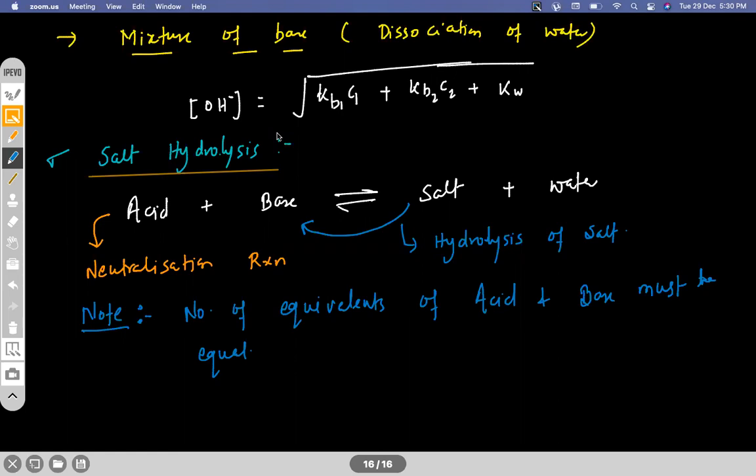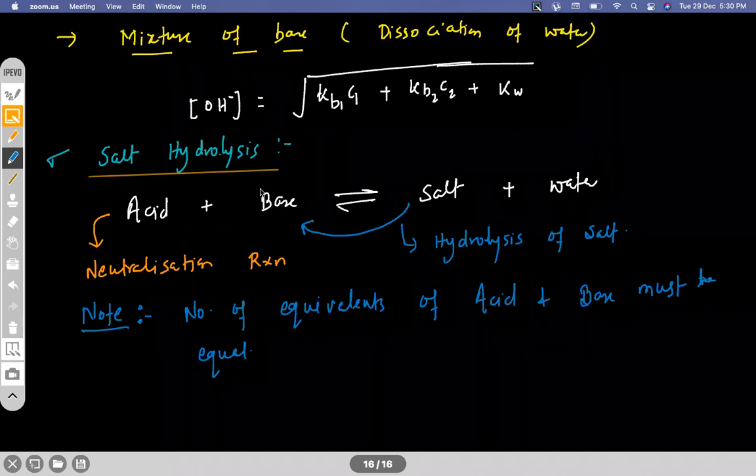If it is a basic solution, then OH minus concentration equals what? Number of equivalents of base minus number of equivalents of acid, divided by total volume. Similarly, for acid also we can take.